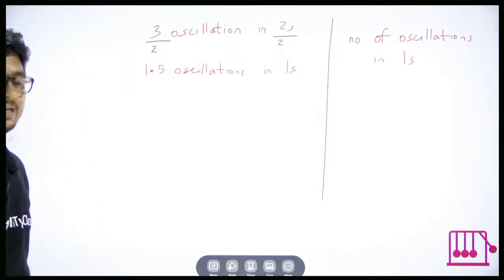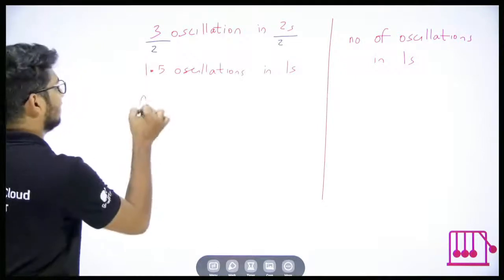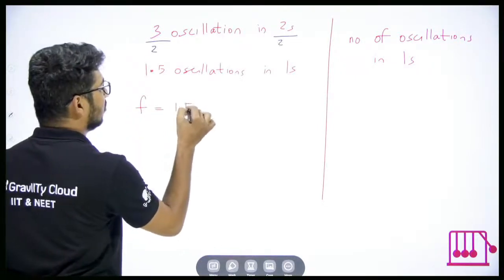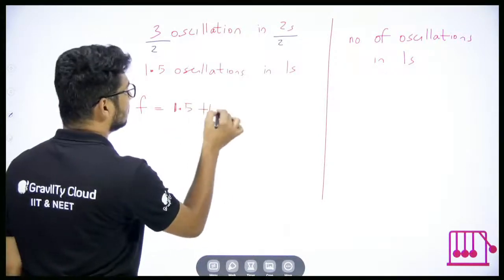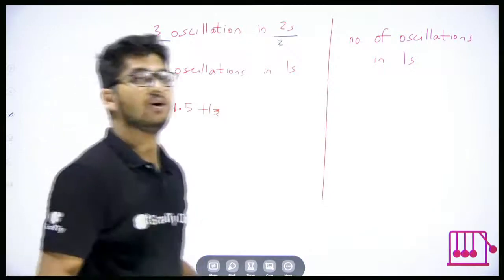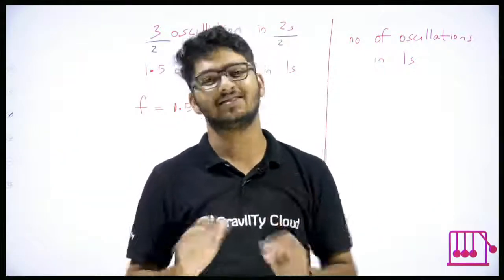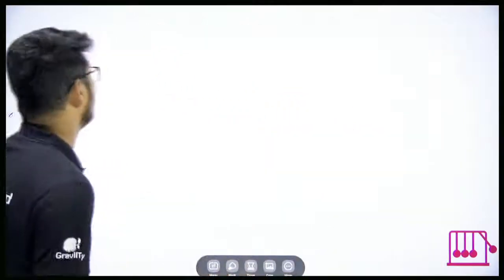What is frequency then? In 1 second, the number of oscillations, how much? 1.5. So that is frequency. Frequency is equal to 1.5. But what about the unit? The unit will be hertz. Time taken is in terms of seconds, so automatically the unit of frequency is hertz. That's it.